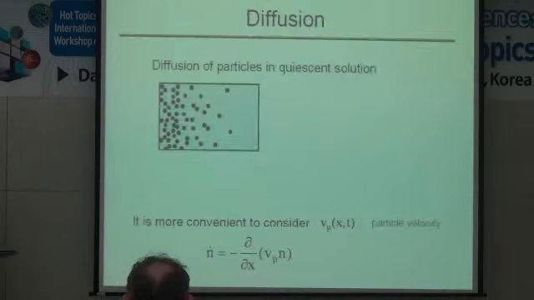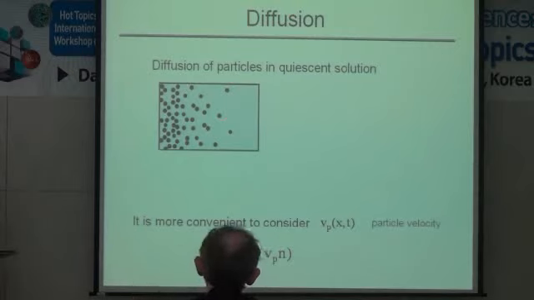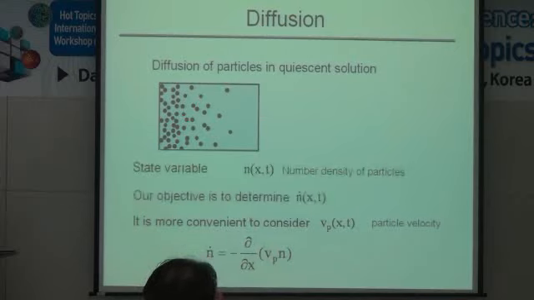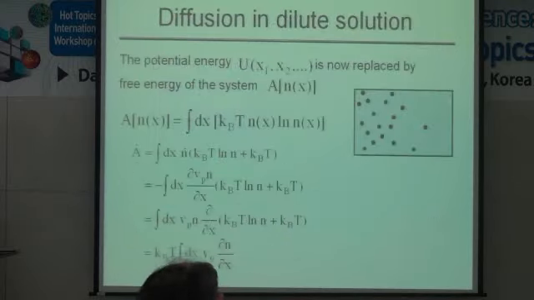Now, as an introduction, I will quickly show you two applications. One is diffusion. Diffusion is a phenomenon in which, if the particle concentration is not uniform, the particles here will diffuse to the dilute region.